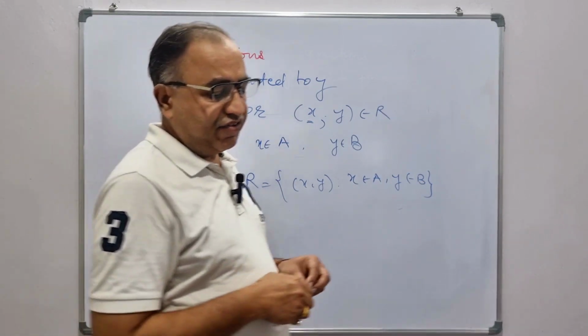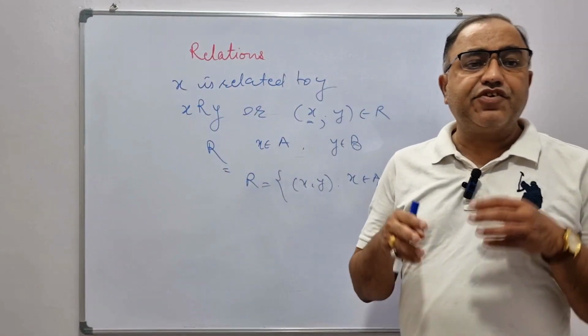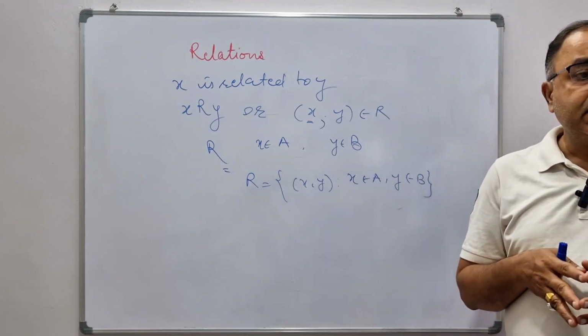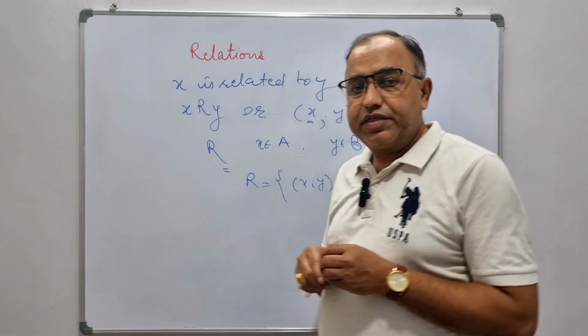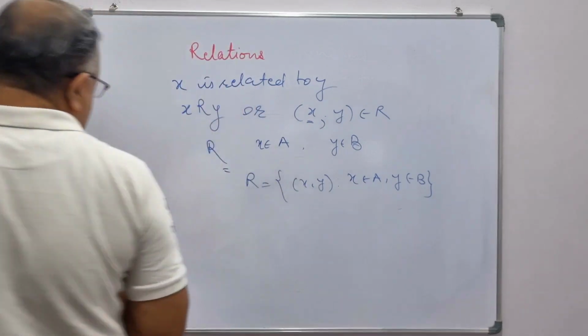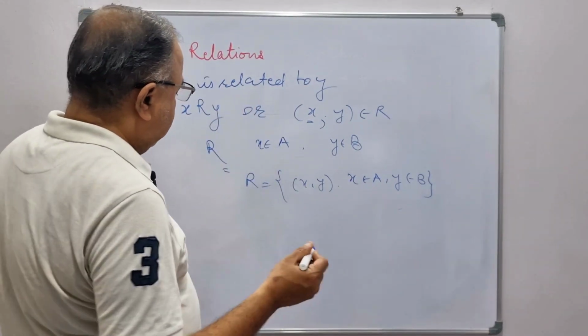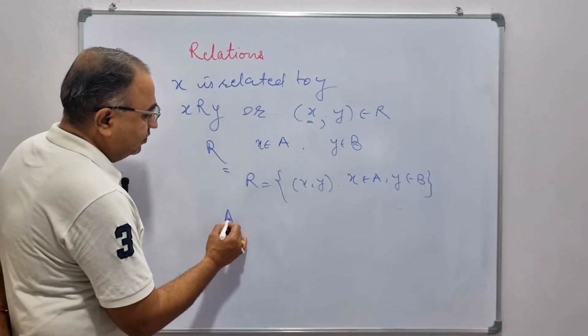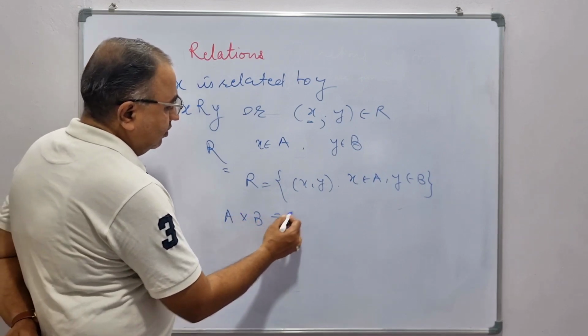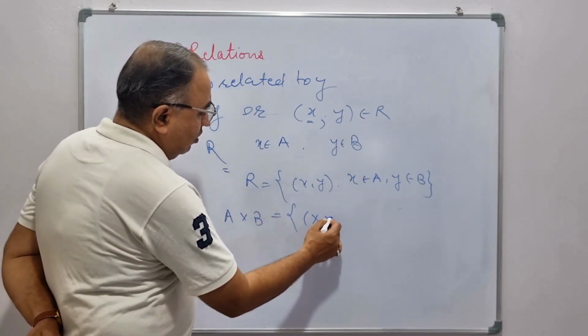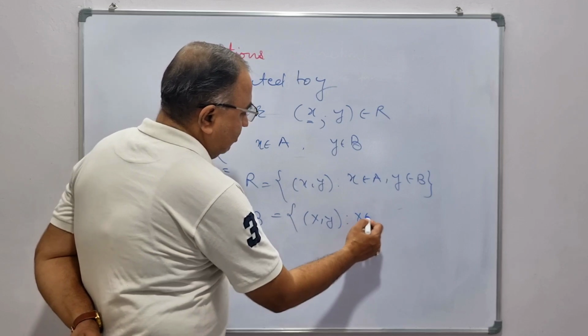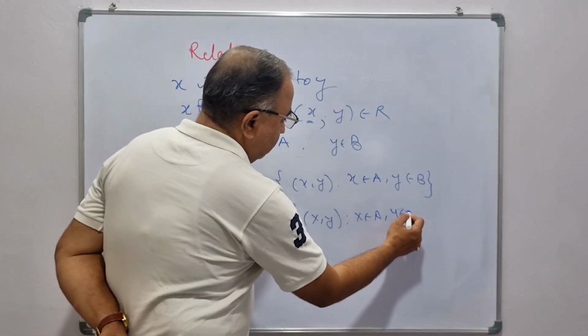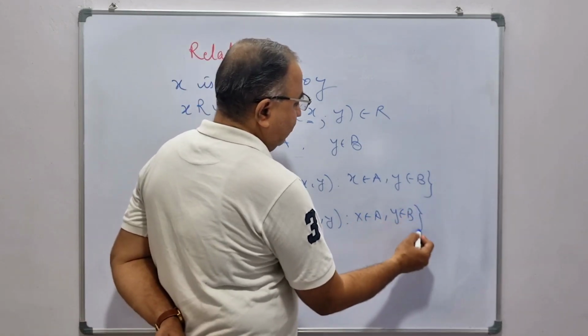And before you study relation, I think you might have studied Cartesian product in class 11. Cartesian product, the cross product of two sets. When you study set theory, what do you study? A cross B. What is A cross B? It is also a collection of all possible ordered pairs X and Y, where X belongs to A, Y belongs to B. That is Cartesian product.